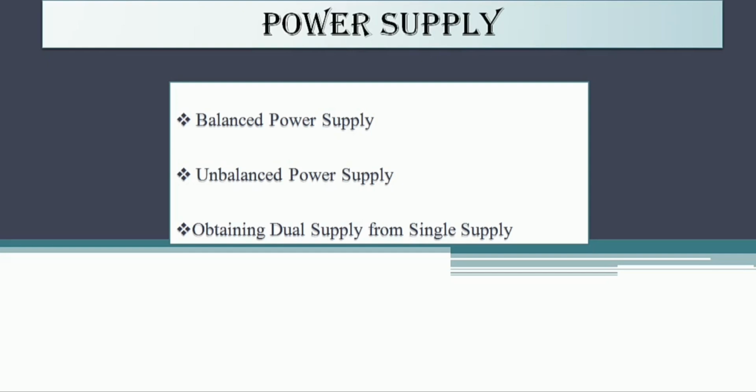Here we have three types of power supplies that are used in the operational amplifier or for an integrated circuit. The first one is the balanced power supply and the second one is the unbalanced power supply. These two power supplies are obtained from the dual supply, meaning it takes two supplies, and thereafter you obtain different power supplies. And the third one is how we obtain a dual supply with the use of a single supply.